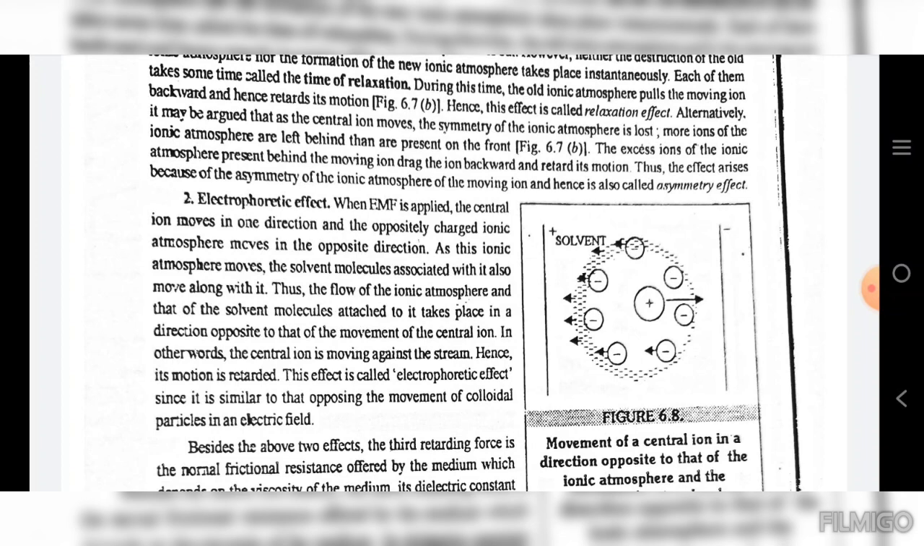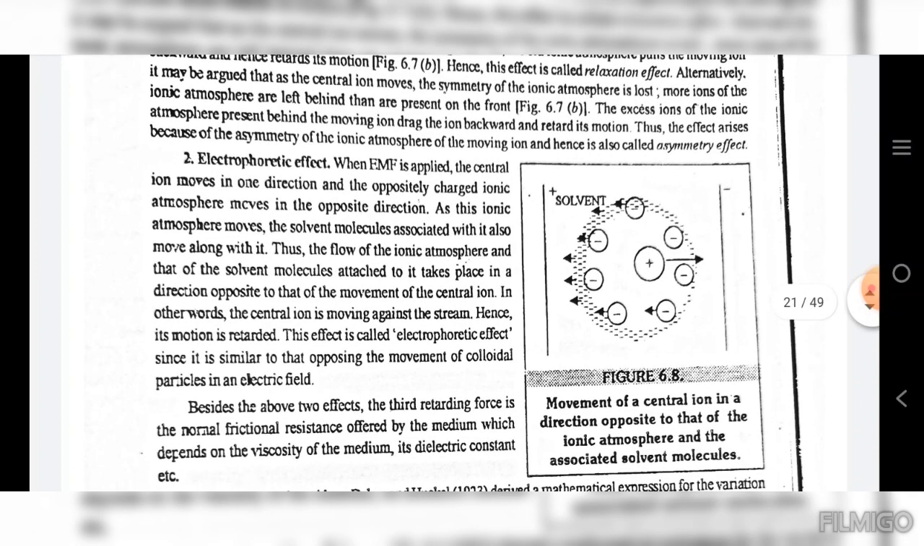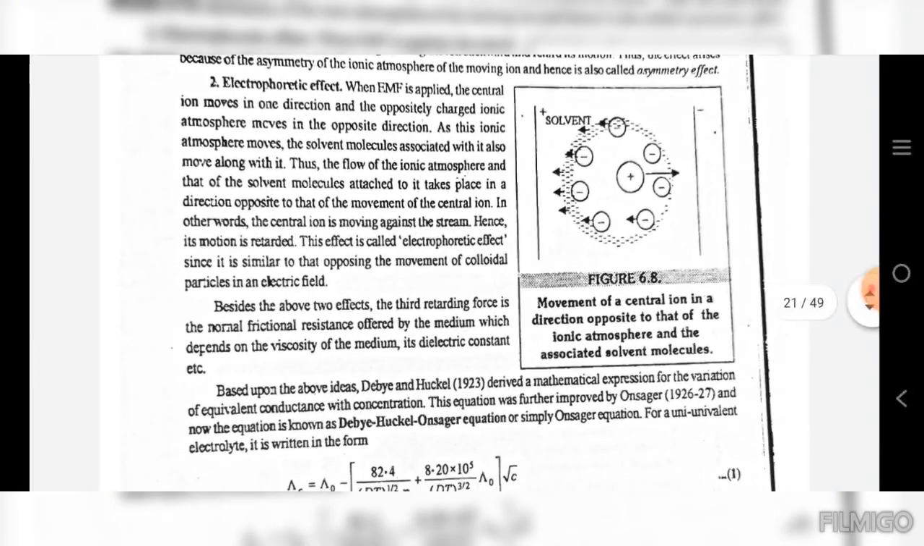Alternatively, it may be argued that as the central ion moves, the symmetry of the ion's atmosphere is lost. More ions of the ionic atmosphere are left behind than are present in front. The excess ions of the ionic atmosphere present behind the moving ion drag the ion backward and retard its motion. Thus, the effect arises because of the asymmetry of the ionic atmosphere of the moving ion, and hence is also called the asymmetric effect.